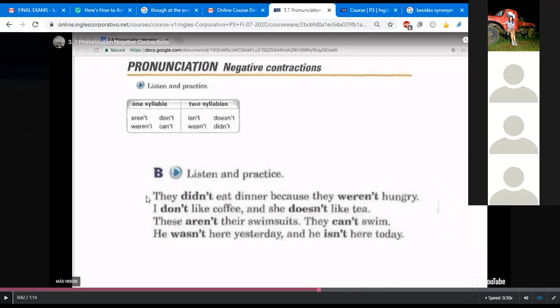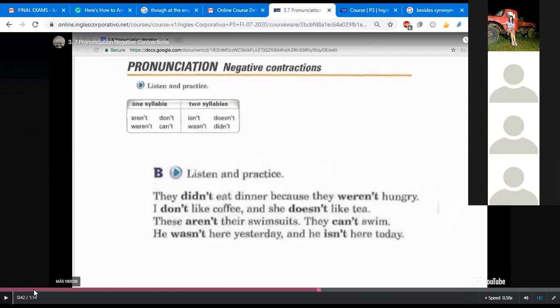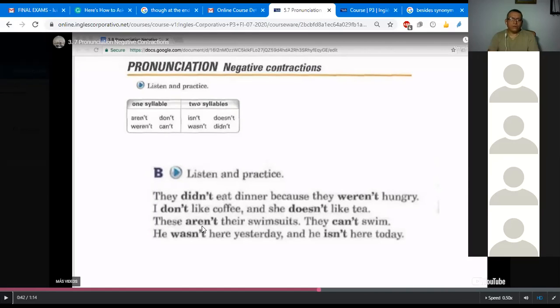For the first one, who wants? They didn't eat dinner because they weren't hungry. Okay, they didn't eat dinner because they weren't hungry. Good. The second? I don't like coffee and she doesn't like tea. Okay. Very good. Next one. These aren't swimsuits. They can swim. Okay.